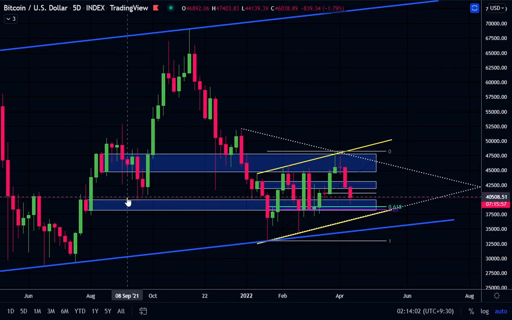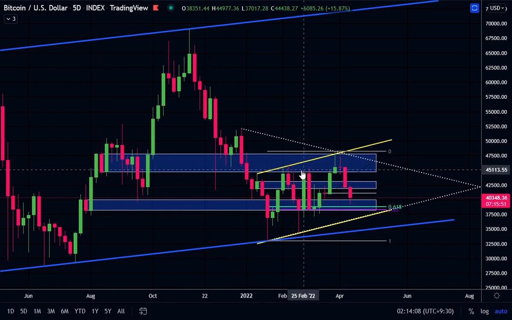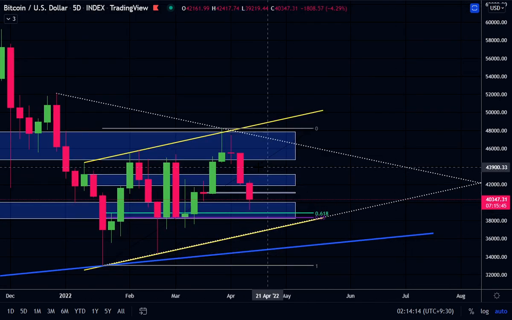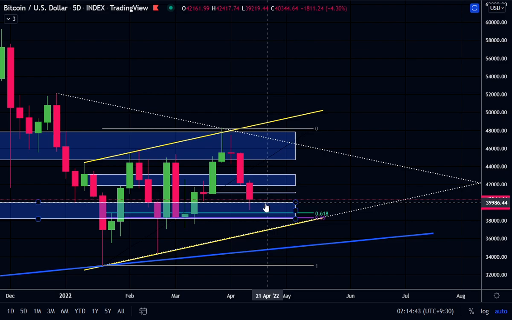We can see this order block acted as support here, and this higher order block from this red candle acted as resistance several times. We do actually close this 5-day candle at the end of the day, and so far we are below this order block. To be able to close back inside this order block, we would need to close above 41,860. Otherwise, we may spend some time testing this lower order block between 38.2 and 40,000.